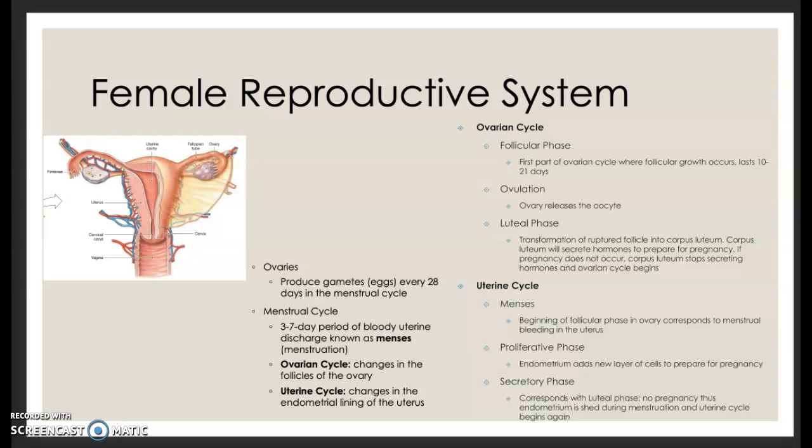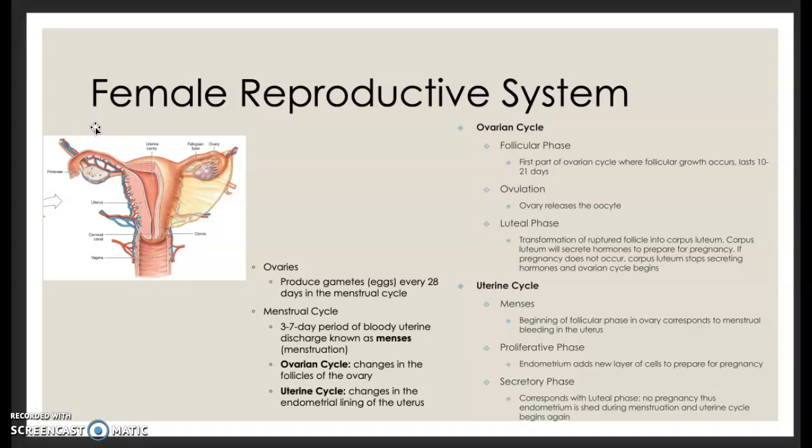The corpus luteum starts to secrete a lot of hormones, and this begins to prepare the body for pregnancy. However, if the pregnancy doesn't occur, then the corpus luteum stops secreting the hormones, and the ovarian cycle begins again. While you have the ovarian cycle going on, though, there's the uterine cycle.